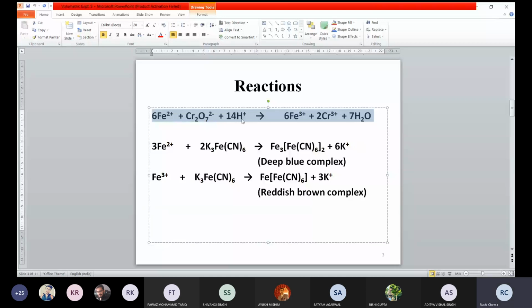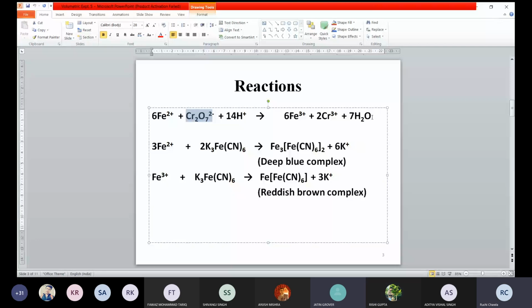And now, if potassium dichromate is an oxidizing agent, can you predict the type of reaction which is involved? Redox. It is a redox reaction. So if you are telling me it is a redox reaction, you also need to tell me which species is undergoing reduction and which species is undergoing oxidation. Ma'am, ferrous is going to oxidize.